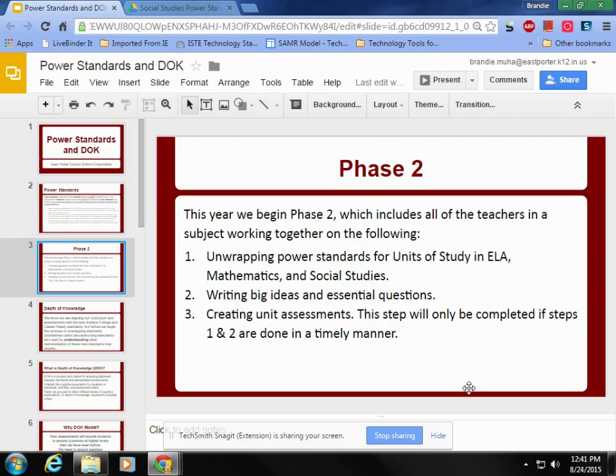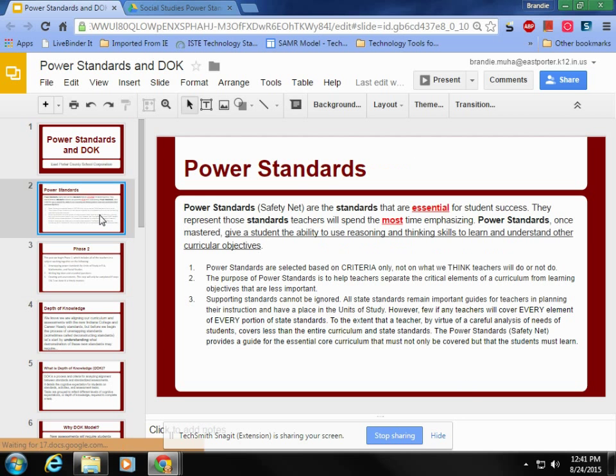Also, this year we're going to be talking about depth of knowledge. Are we focusing on strategic thinking and are we extending thinking? So actually I'm going to go back here to this slide. When we're talking about power standards, this doesn't mean we don't teach all of the other standards, which we call supporting standards. There is a place for supporting standards within the curriculum, and they too need to be taught.